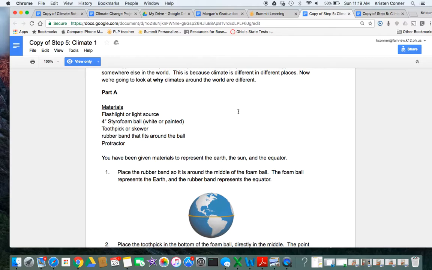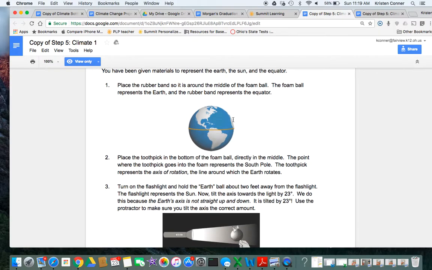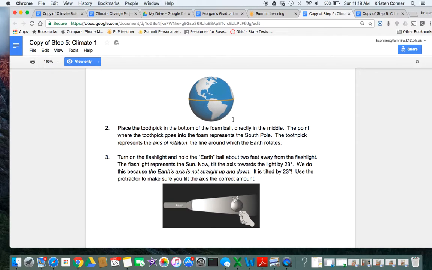The rubber band will already be placed around the middle of the ball, and the toothpick will already be through the ball. The toothpick represents the axis of rotation, the line around which the earth rotates. You are going to be turning on the flashlight and holding the earth ball about 2 feet away from the flashlight. The flashlight represents the sun.